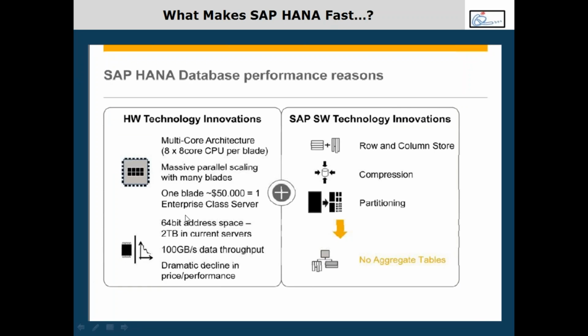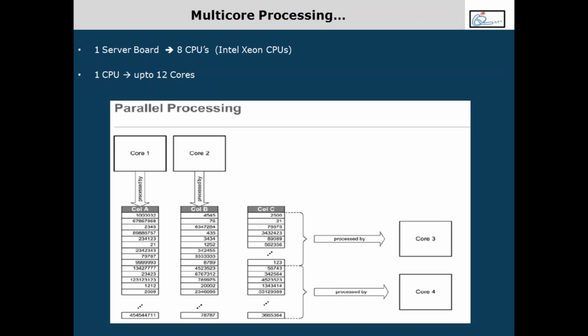Next is the RAM bus. Now what they say is previously we used to store data in disk. Now when it comes to HANA, we're going to store data in main memory. It's very, very important.